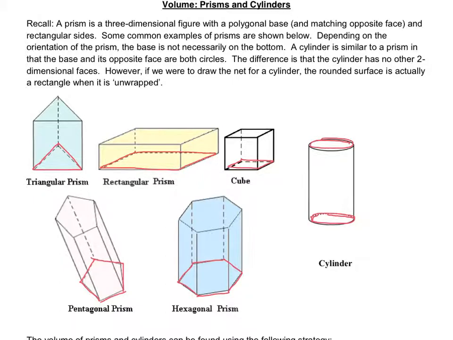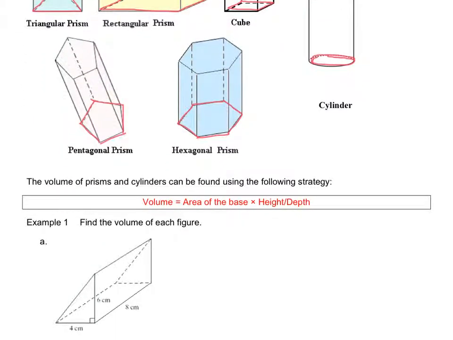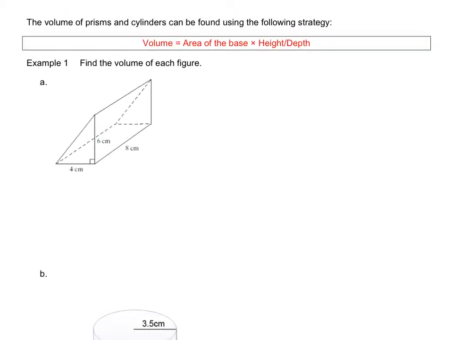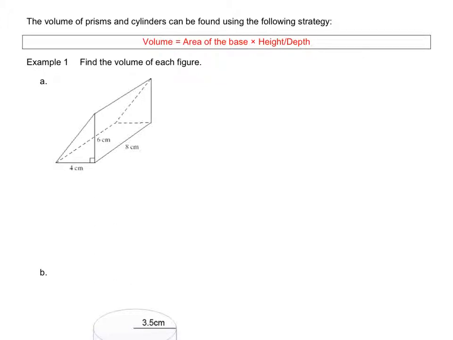So let's have a look at our first example, which is to find the volume of this triangular prism. Now, when we're finding the volume of a prism, there is one formula that works for them all, and you've got that right here in your note. To find the volume of a prism, as well as a cylinder, incidentally, we take the area of the base and we multiply it by the height.